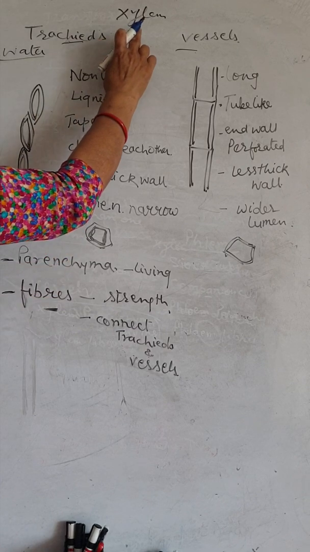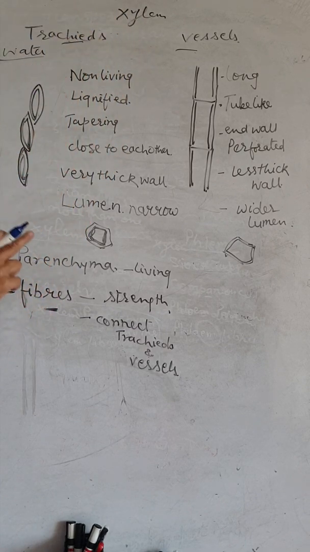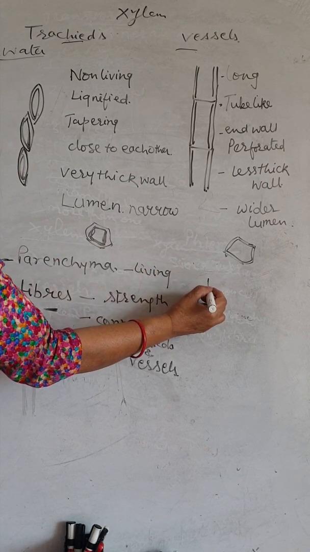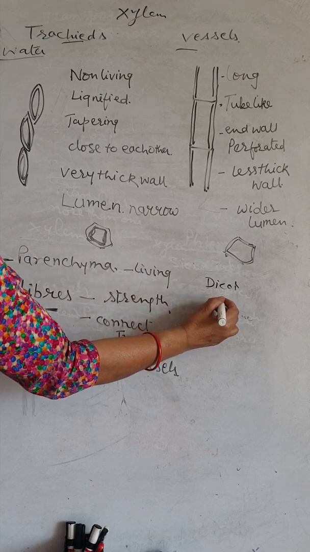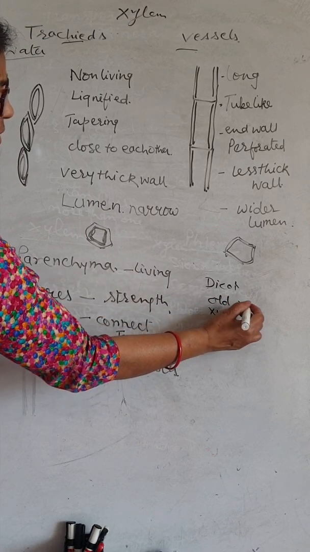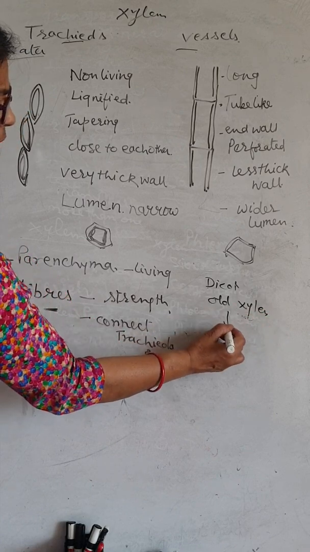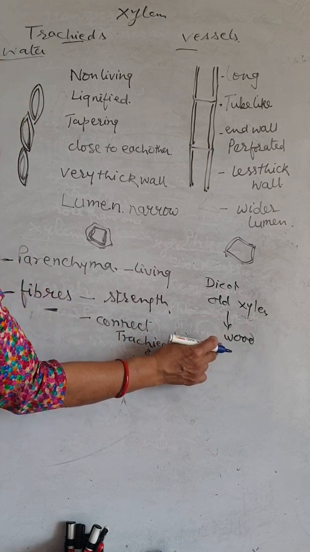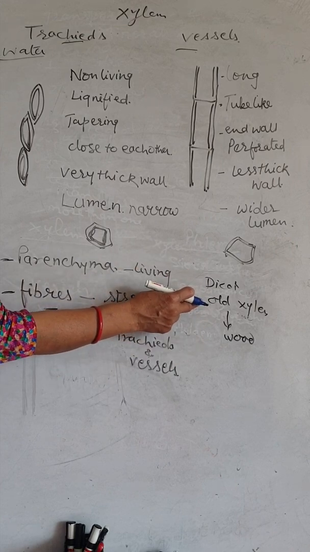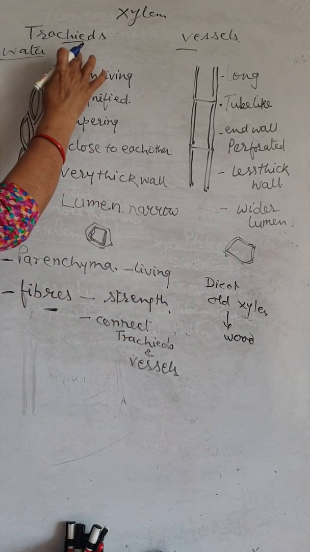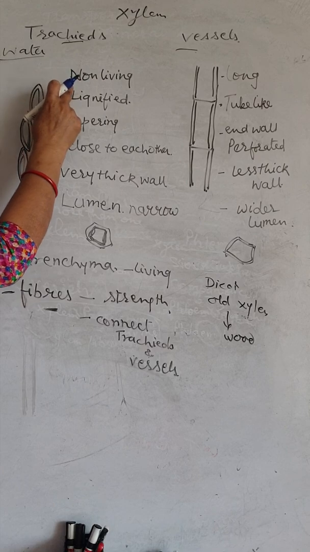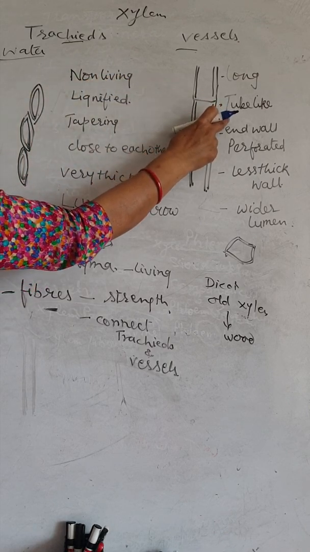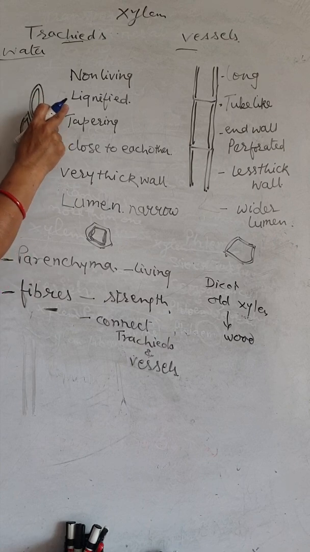In dicot plants, the xylem is formed every year. The old xylem does not conduct water. It forms the wood. That is, wood is nothing but the xylem only. So these are the differences between the tracheids and vessels. The tracheids and vessels both are non-living tissues and both are lignified.